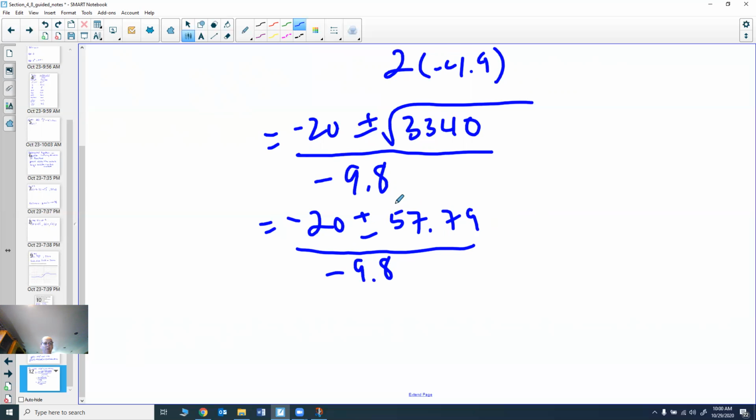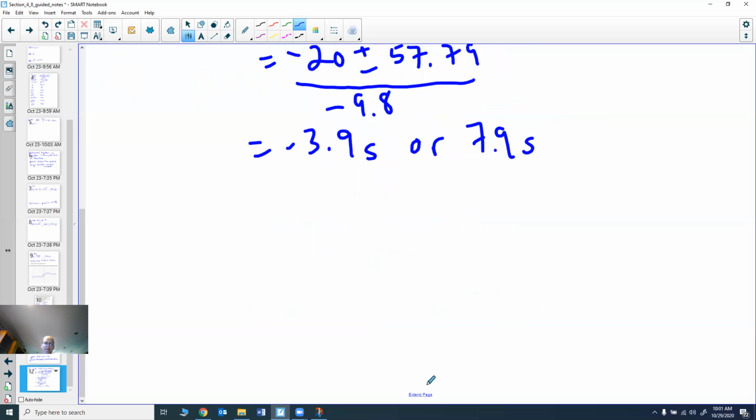The problem with that is it's a negative number. The reason I say that is a problem is that time can't be negative, because that would mean it was before we actually threw the rock, and it doesn't make sense to say we're 3.9 seconds before we threw the rock on the ground. So we're going to ignore that one. We're going to take negative 20 minus the square root of 3,340, then divide that by negative 9.8, and this time we get 7.9 seconds. And so it hits the ground at 7.9 seconds after you threw it.